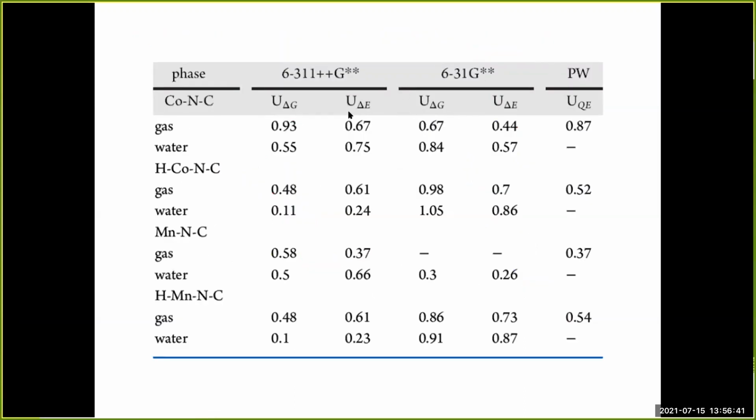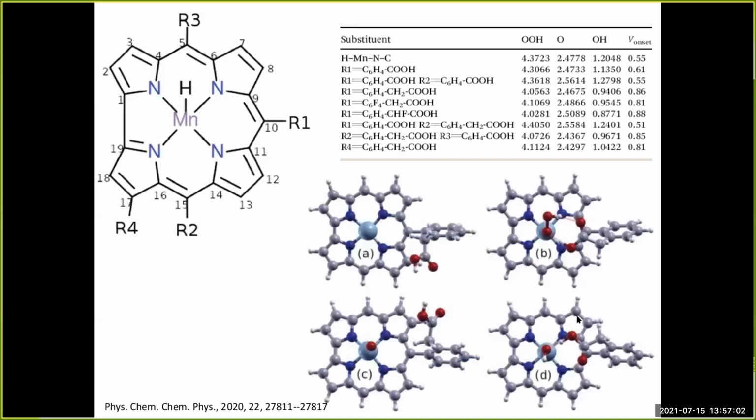These are the onset potentials obtained from different basis sets. We are taking the plane wave basis set as the benchmark. It is clearly seen that excess ligand decreases the activity in the case of cobalt, and excess ligand increases the activity in the case of manganese complexes. So manganese complexes are more stable when compared with the iron and cobalt complexes.